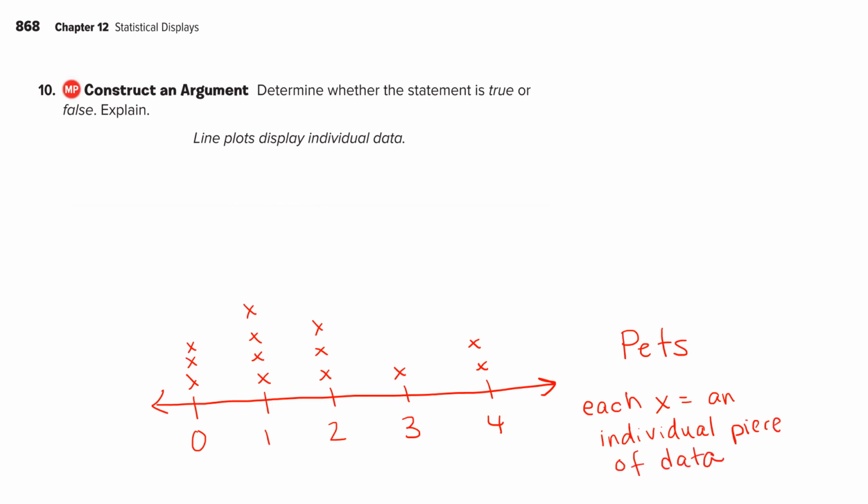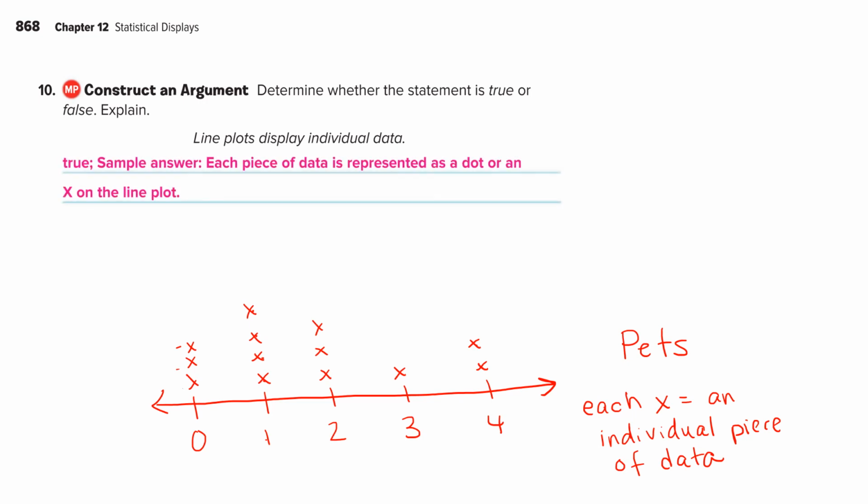I can absolutely see that 2 people had 4 dogs or pets. 1, 2, 3, 4 people had 1 pet. 3 people had no pets. So it is true. Each piece of data is represented as a dot or an X on the line plot.